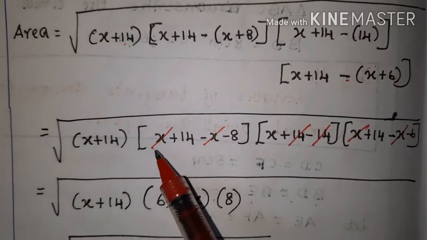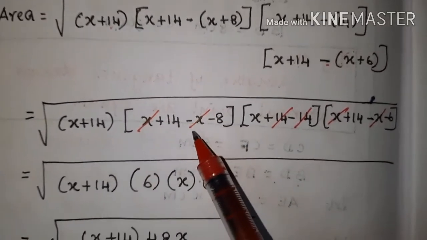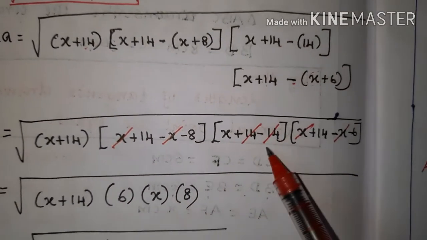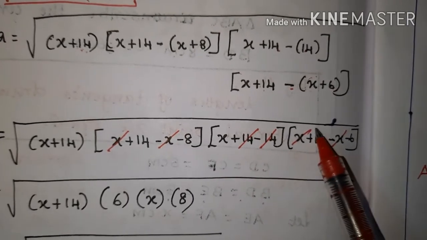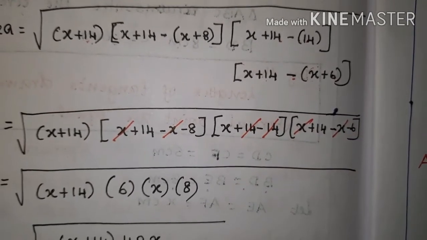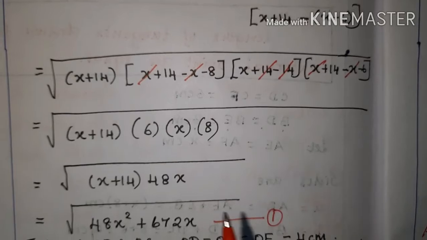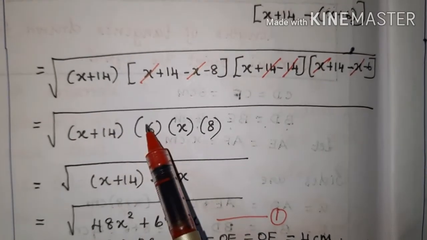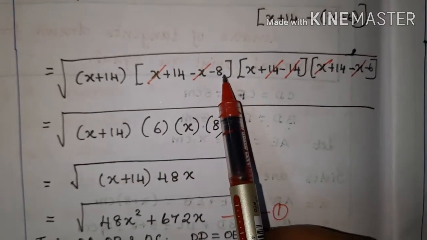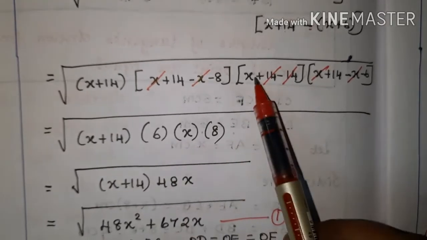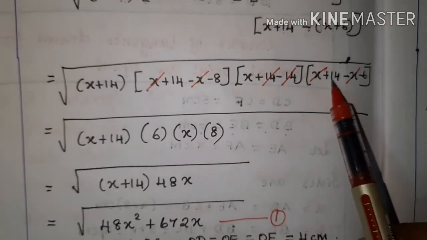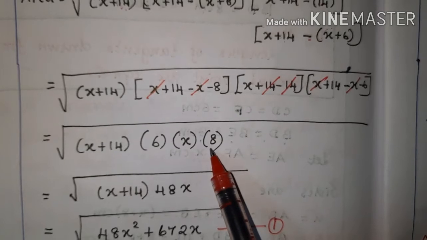Now you can simplify. This plus x and minus x will get cancelled. Plus 14 and minus 14 will become 0. Likewise, x and minus x will become 0. So you can cancel out. So x plus 14 into, what is left? 14 minus 8, 6. And here what is left? x into 14 minus 6, again 8.